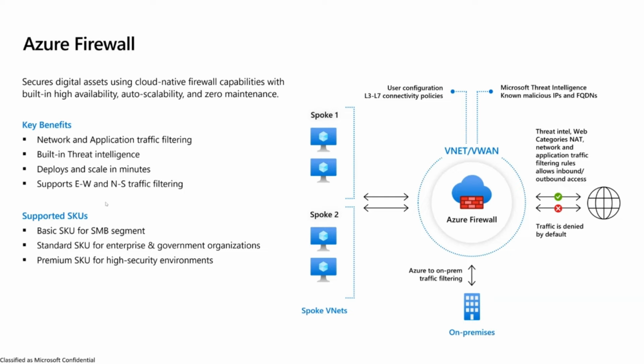So Azure Firewall comes in three different SKUs. The first one is the basic SKU. This is primarily for the SMB, small medium business segment. And then we have the standard SKU for the enterprise and government organizations. And finally, we have the premium SKU, which is tailored for high security environments. So this tiered approach ensures you only pay for the features you need while still getting enterprise grade protection where it matters the most.